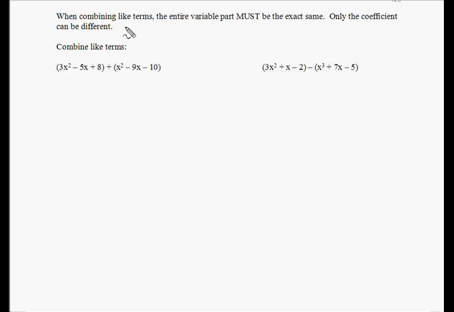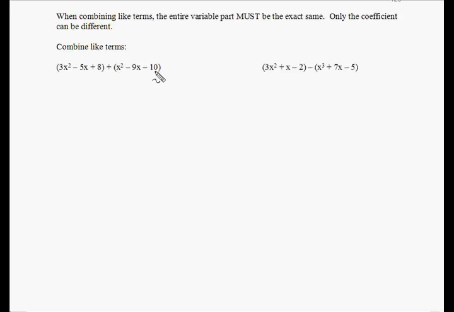When combining like terms, the entire variable part must be the exact same, only the coefficient can be different. So let's combine these two trinomials. 3x squared minus 5x plus 8, x squared minus 9x plus 10.